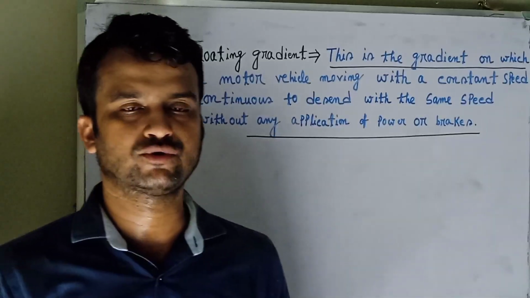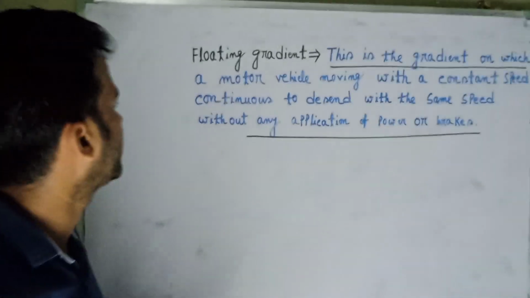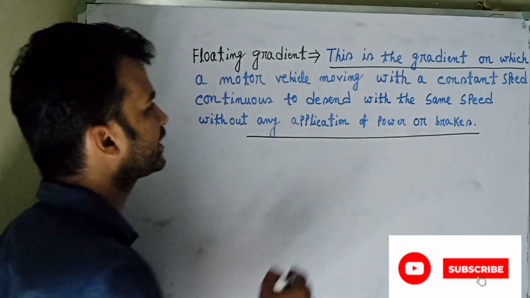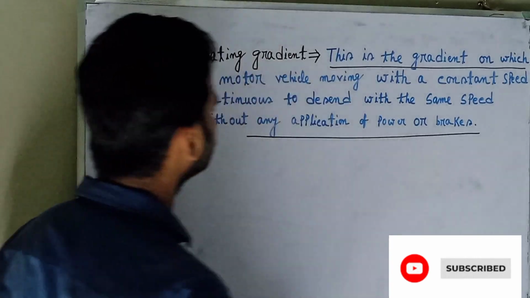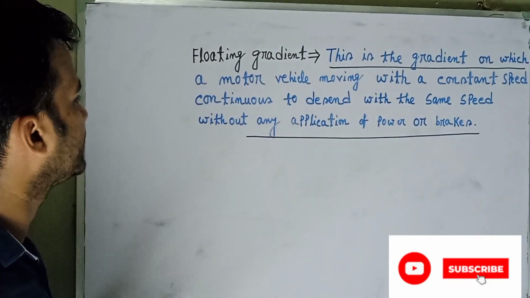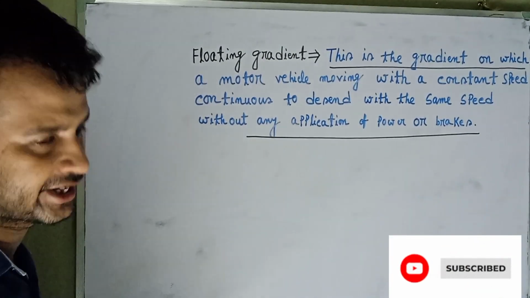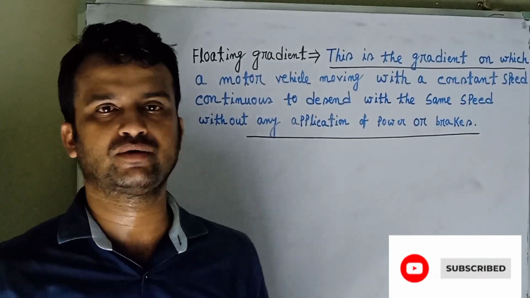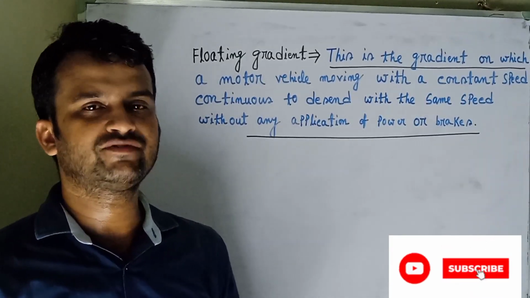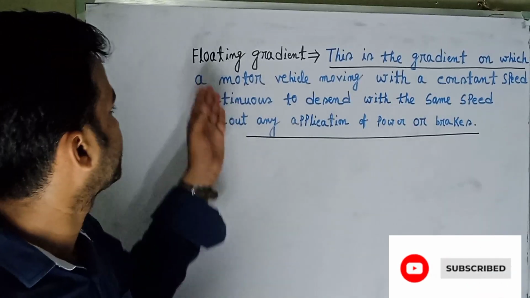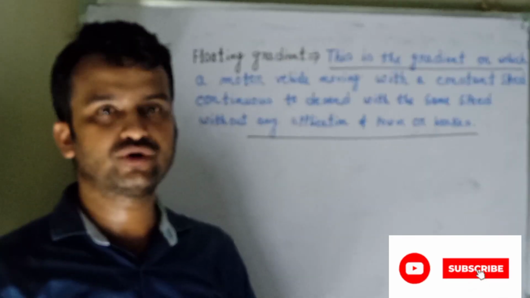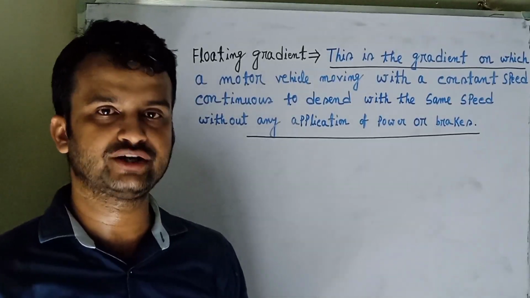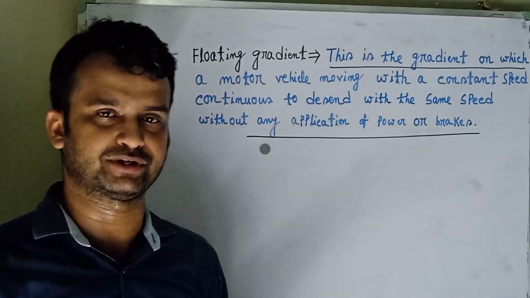Next we will understand floating gradient. What is floating gradient? Floating gradient is a gradient on which a motor vehicle moving with a constant speed continues to descend with the same speed without any application of power or brakes. Suppose you are moving on a road at 60 km per hour. If the road is made with such a floating gradient, then without any application of power or brake, your vehicle will continue to move with the same speed.